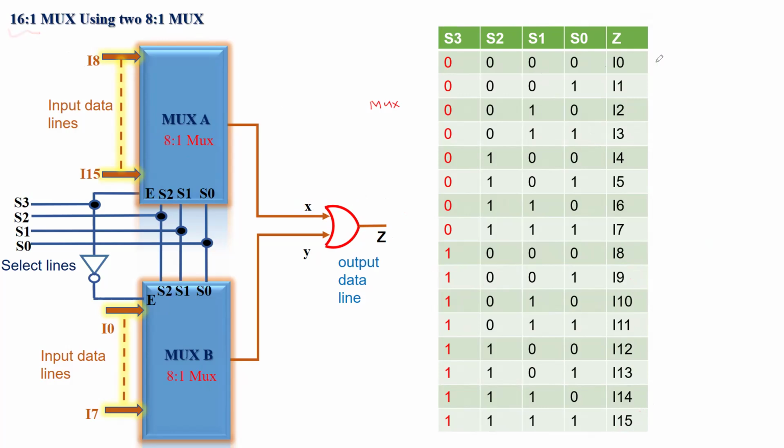So 16:1 here, 16 input data lines together. This schematic represents 16:1 MUX. So together you have 16 input data lines, 4 select lines, and 1 single output data line. So this is how you can construct 16:1 MUX using two 8:1 MUX. How about you want to make 16:1 MUX using 8:1 MUX or 4:1 MUX? So think about that, how you will do that.